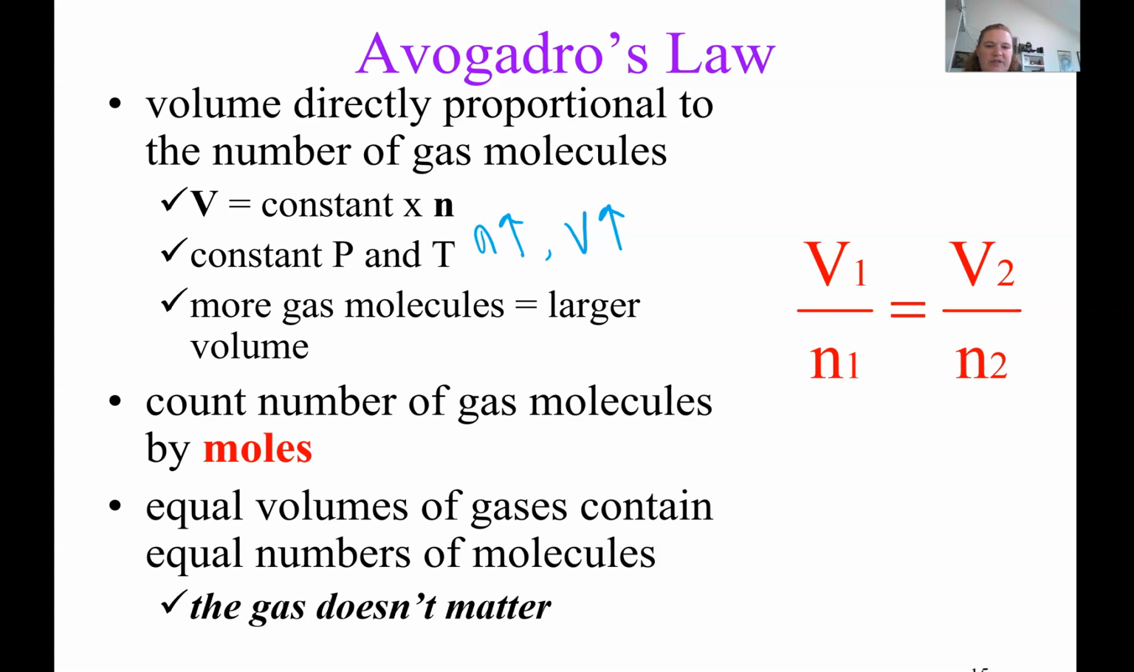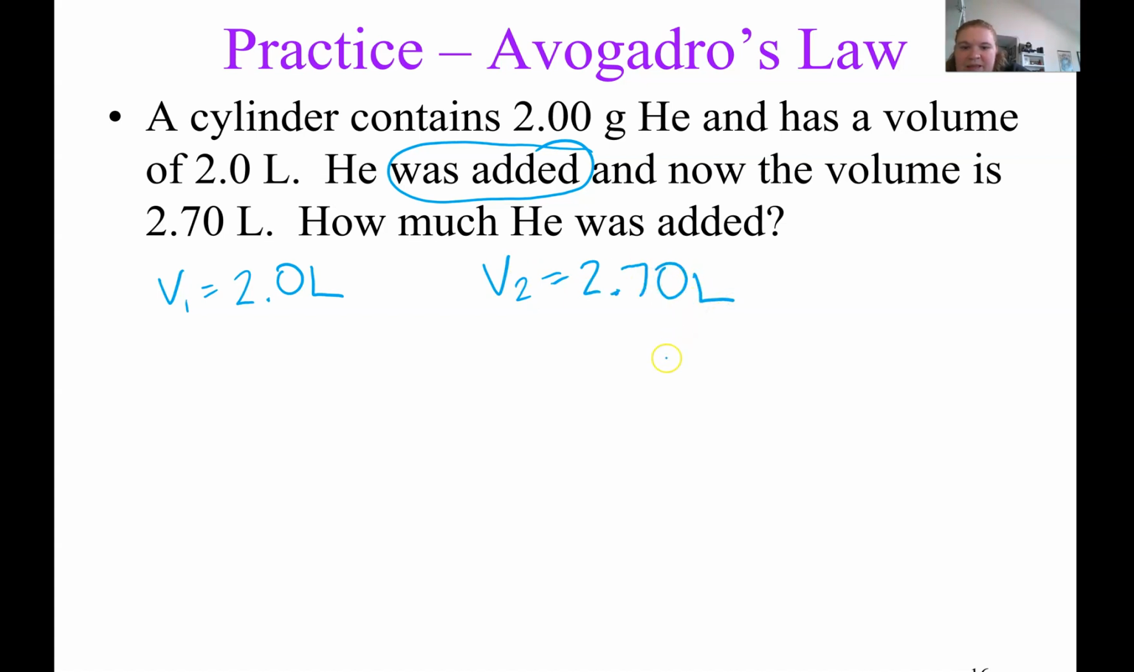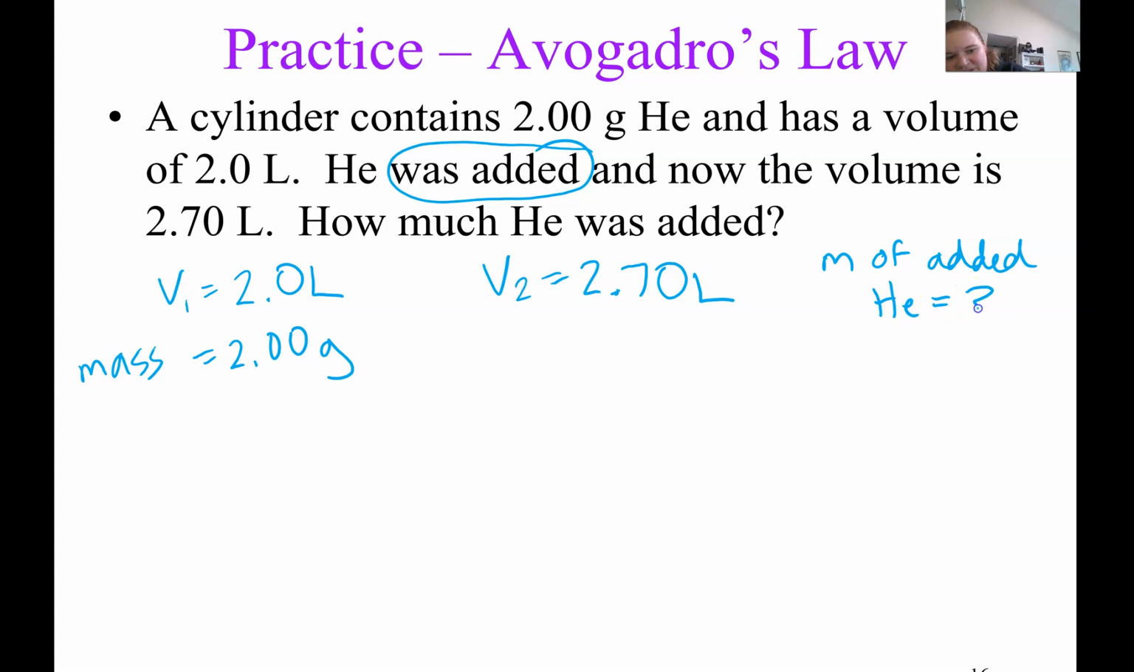So here's our practice for this one. A cylinder contains 2.00 grams of helium and has a volume of 2.0 liters. Helium was added, so there's our change, and now the volume is 2.7 liters. How much helium was added? So we have a starting mass, and we want to know the mass of added helium. That's what we're trying to find.